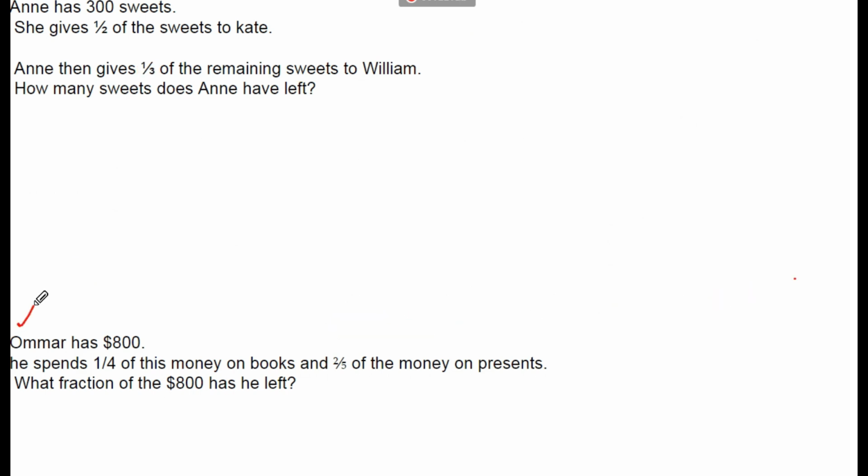Okay. Look at this question now. Umar has $800. He spends 1/4 of this money. So the same thing written in the question we have to write here in the form of numbers. He spends 1/4 of this money, right? So 1/4 of this money means 1/4 of 800. So we can find it first. 1/4 of 800 means you need to divide 800 by 4. 4 times 2 is 8, and 200 is 1/4 of 800.